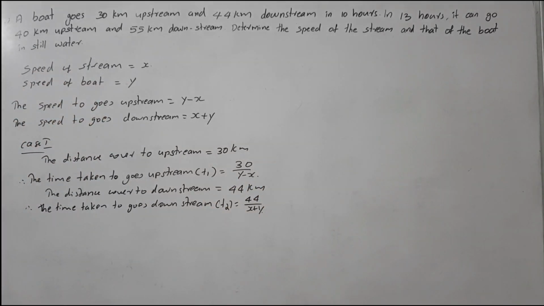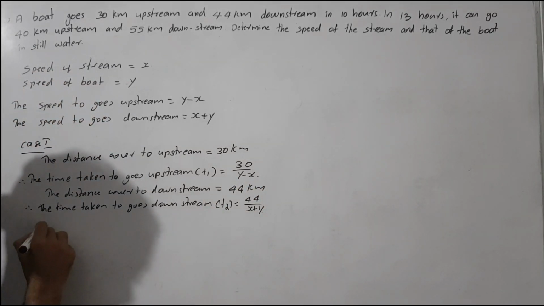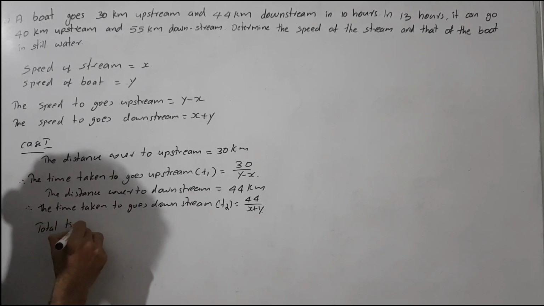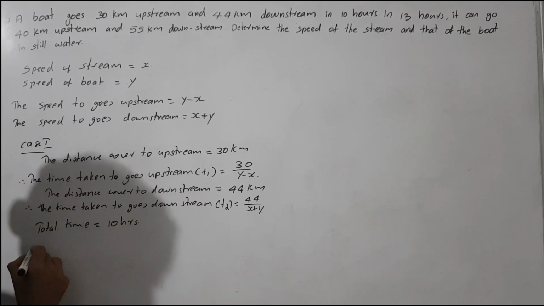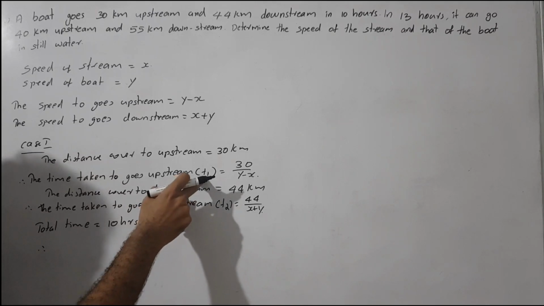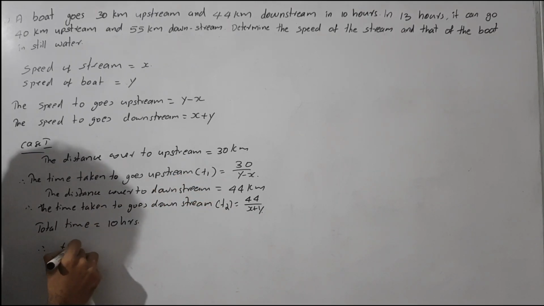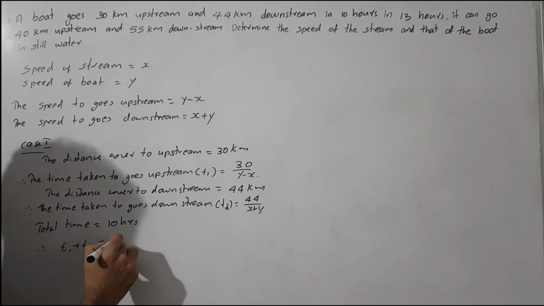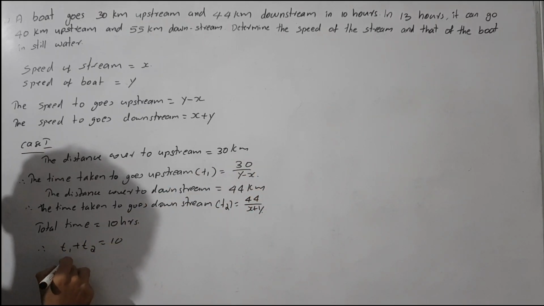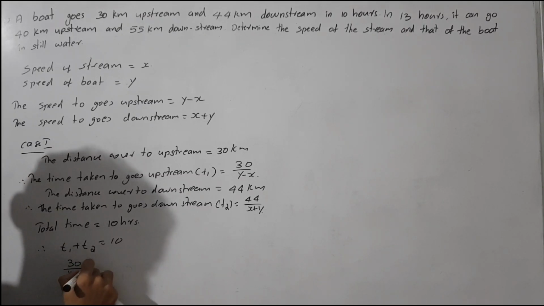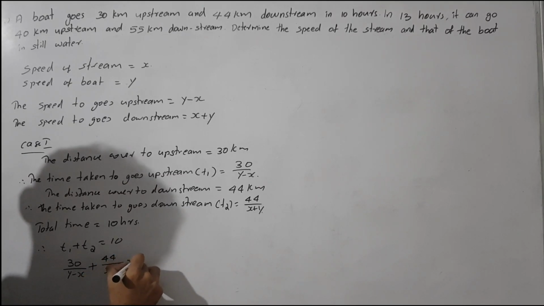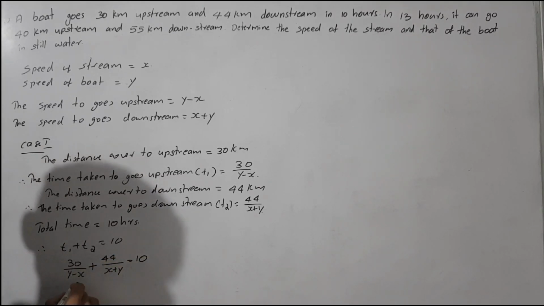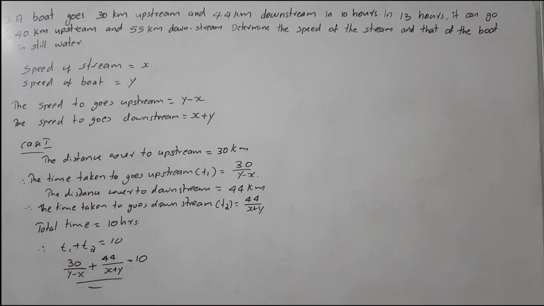Okay, then what is the total time? Time is equal to hours. Therefore, what is the total time? T1 plus T2. T1 plus T2 is equal to 10. What is T1? 30 by y minus x plus 44 by x plus y is equal to 10. Okay, so we keep this one here.